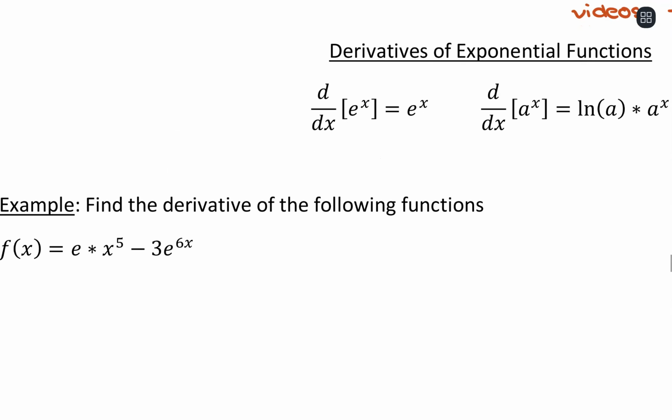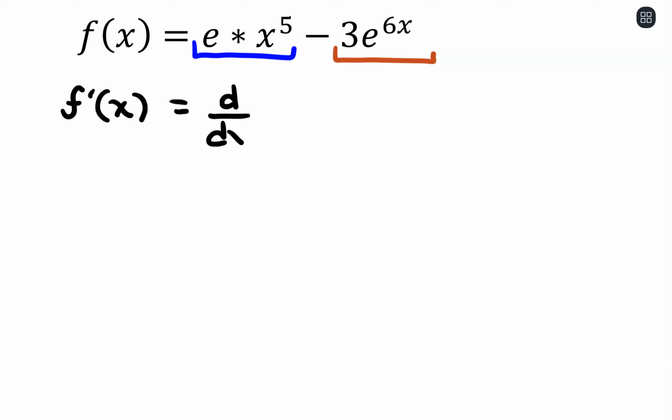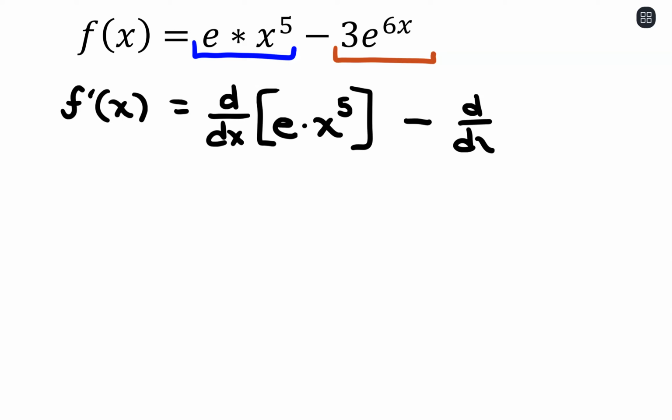So let's try out these rules with some different derivatives and mixing in our other rules as well. So taking the derivative here. We're subtracting two things. We have this e times x to the 5th power, and we have this negative, or we could think of this subtraction separating them, 3e to the 6x power. So what we're going to do is take the derivative of each. We're going to take the derivative of e times x to the 5th power, and then we're going to subtract the derivative of 3 times e to the 6x.